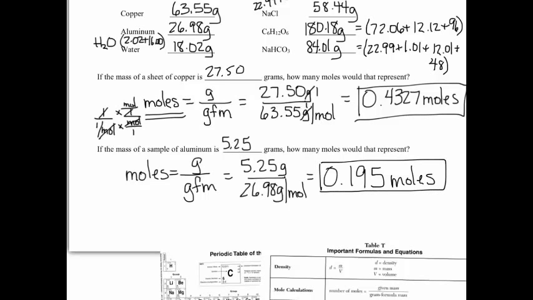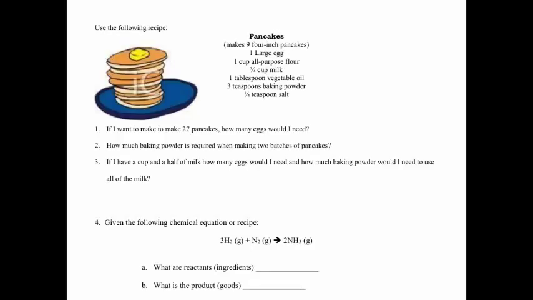Let's try some more. This is an analogy that I've used in the past, because now that we've learned how to calculate moles, we need to apply that to actual chemical reactions using equations. And it's kind of like a recipe. A chemical reaction is kind of like a recipe. Here's my recipe for pancakes. By the way, I don't think this would actually work, but it's good enough.